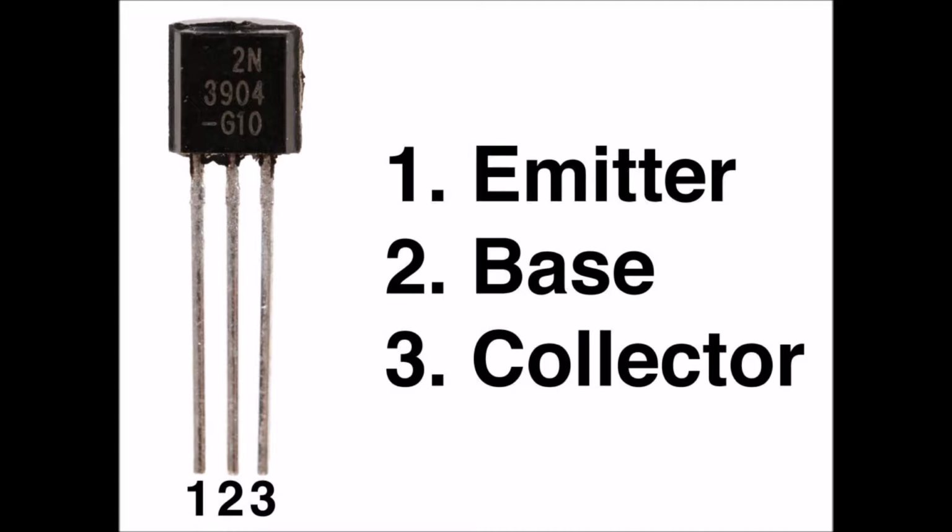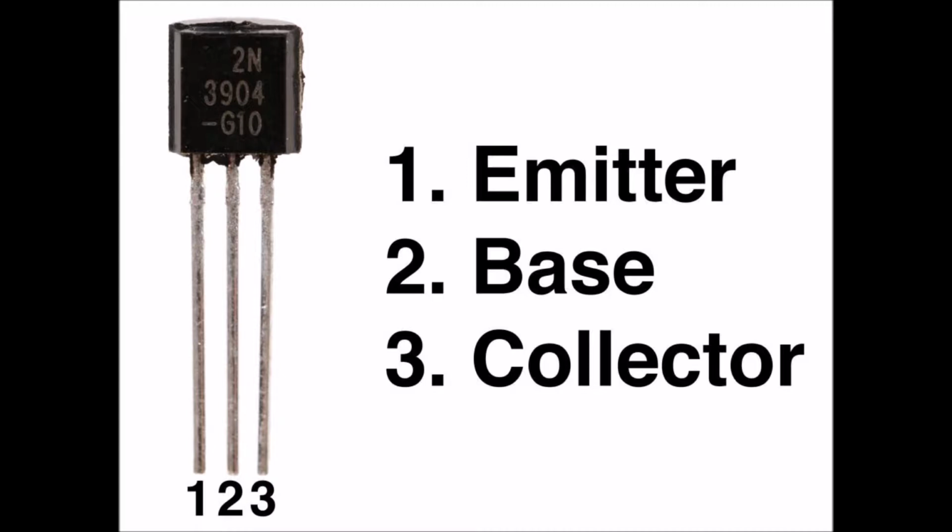The p-type or centered layer constitutes the base. One of the n-type semiconductor layers forms the emitter, and the other n-type layer forms the collector. We label the base, the emitter, and the collector B, E, and C respectively.